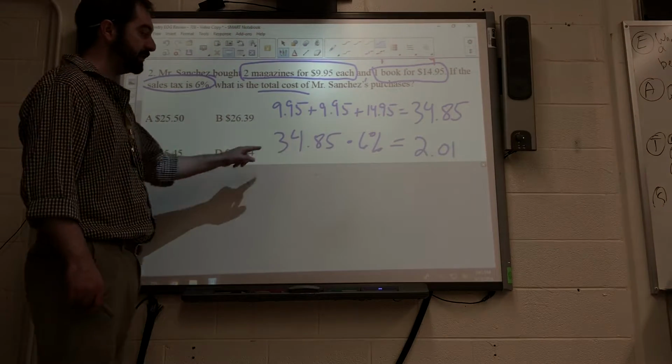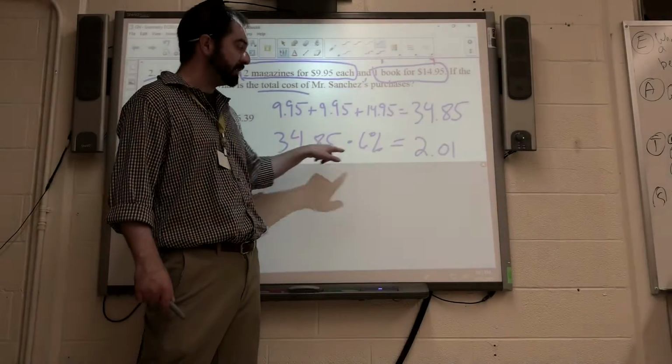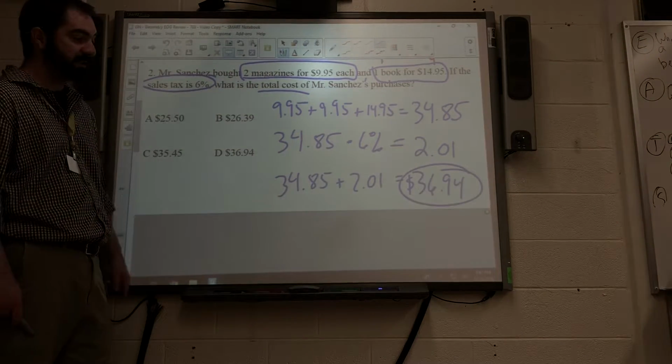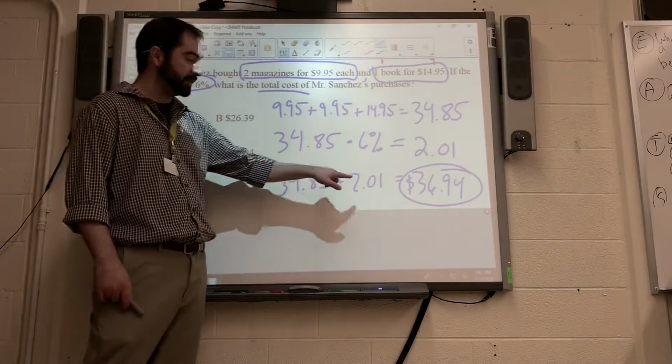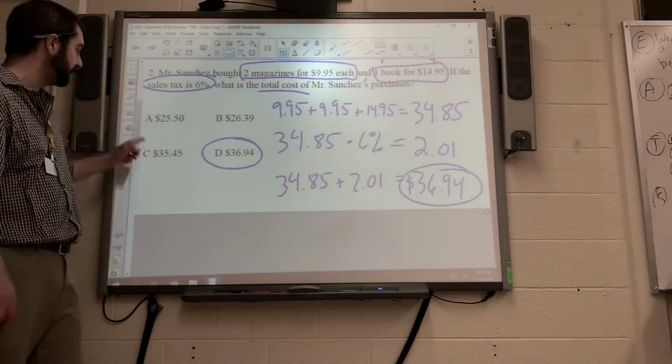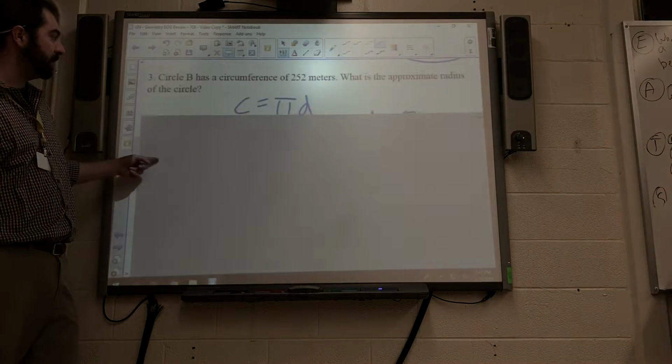He took that price. He was charged 6% of that price, meaning he was charged $2.01 for the sales tax. Tax is an additional fee, so the original price plus the tax, $36.94. Answer choice is D for number 2. Number 3, moving along here.